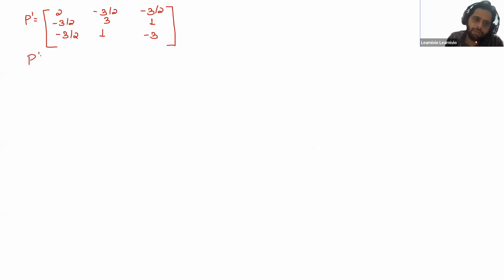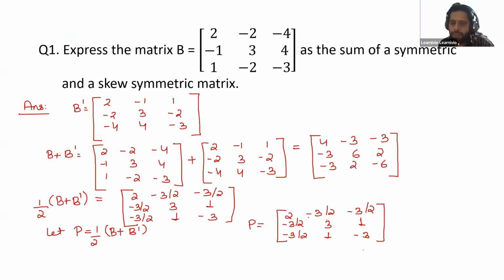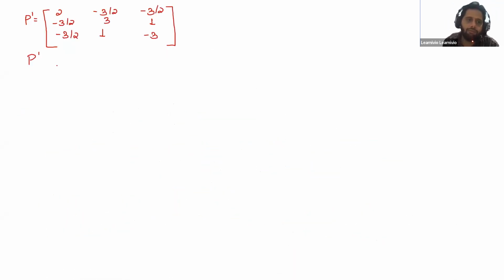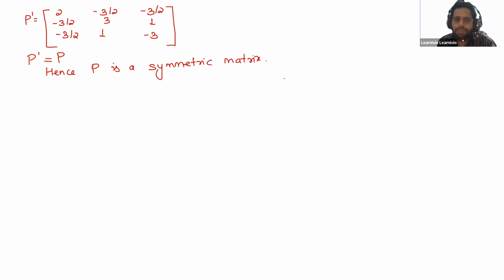If we compare this P transpose with P, then these two matrices are the same. So what we get, we can say P transpose is equal to P, hence P is a symmetric matrix. Okay, so this is clear to everyone.